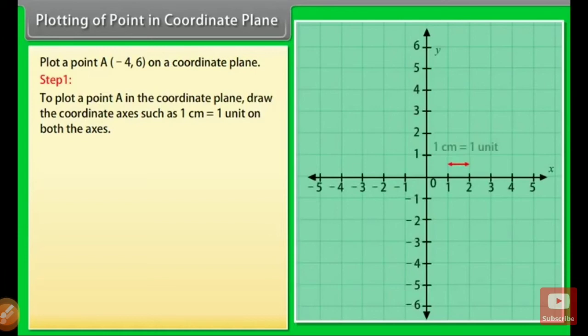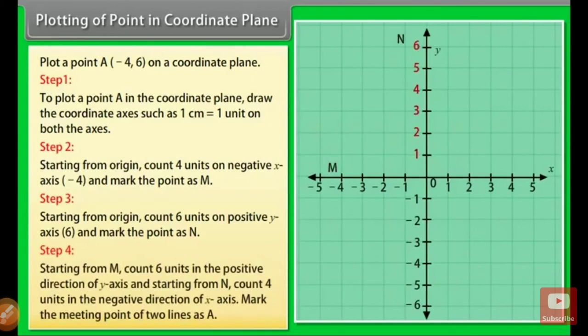Next one is here, plotting of a point in the coordinate plane. In the coordinate plane, you know the distance between two numbers will be 1 unit. So you can say 1 centimeter equals 1 unit. You need to show the point (-4, 6) on the coordinate plane.